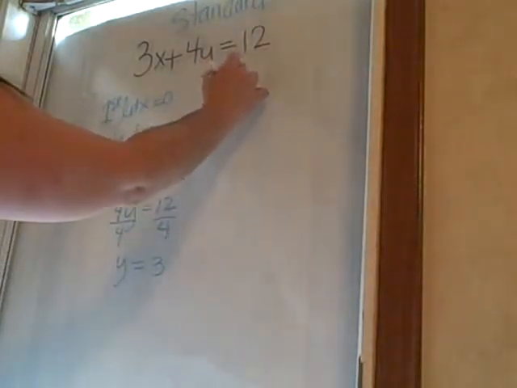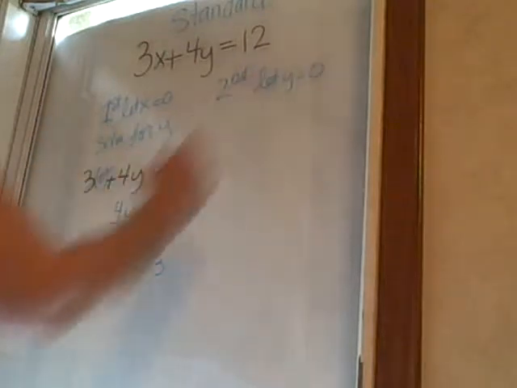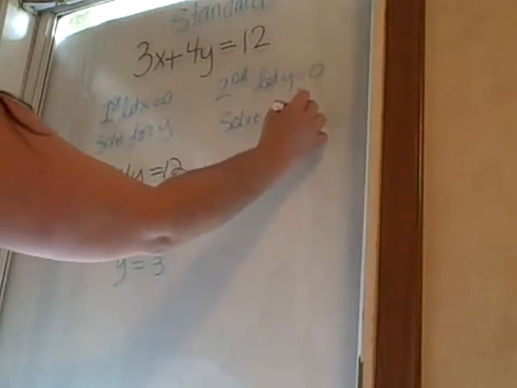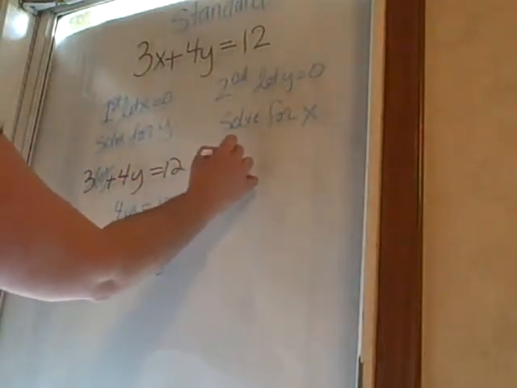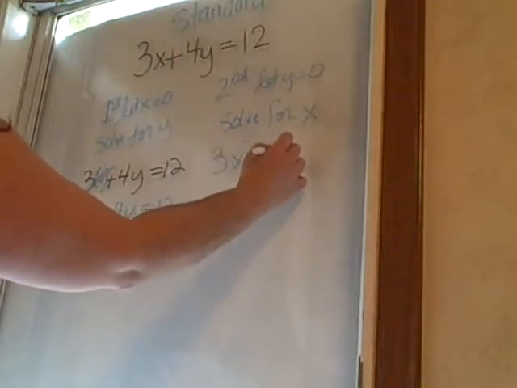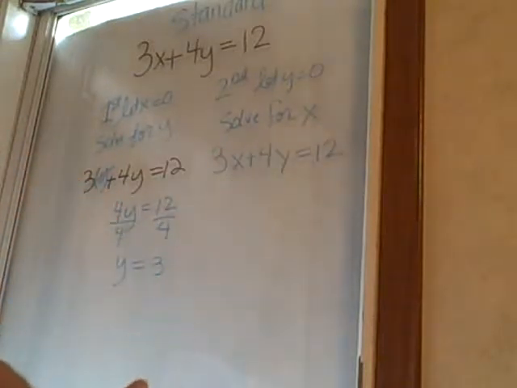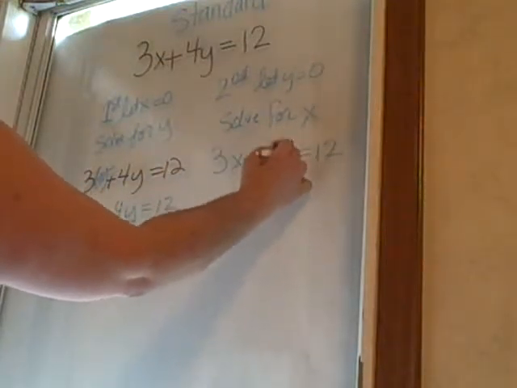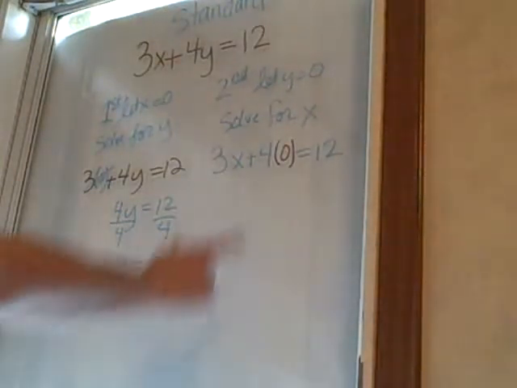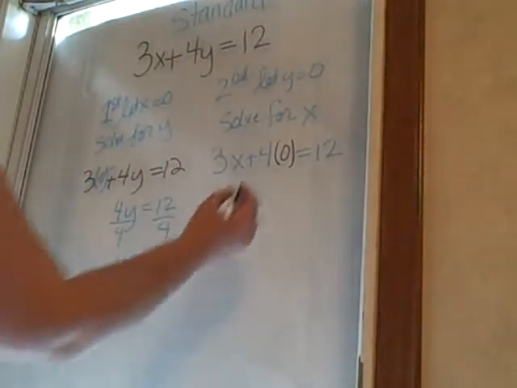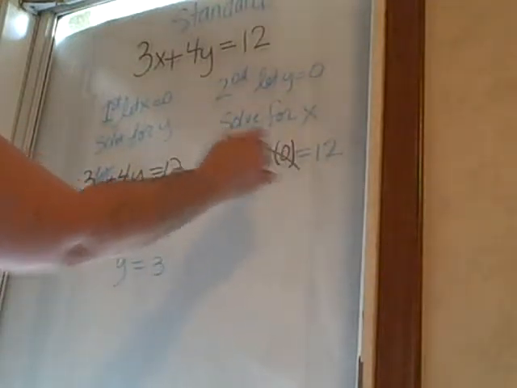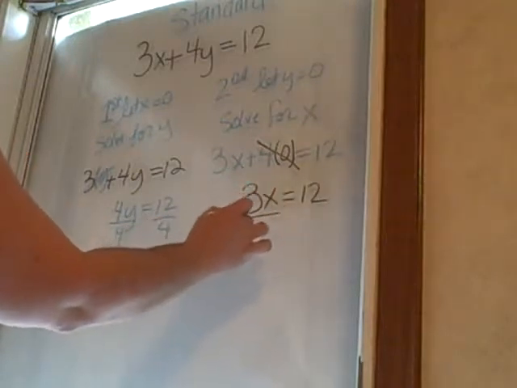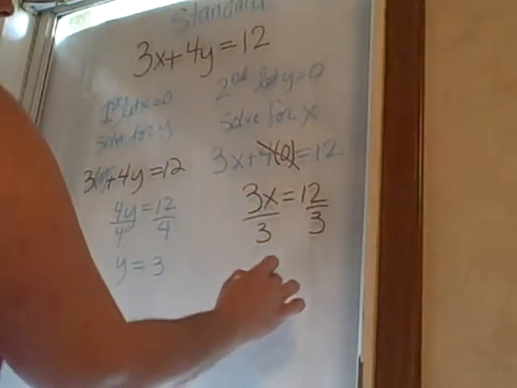Second, I let y equal to 0, and then I solve for x. So I have 3x plus 4y equals 12. And this time, instead of having a y, we're going to put a 0. We're going to substitute 0 in for y. When we do that, and we're multiplying, it's always going to go away. And I'll get 3x is equal to 12. Dividing both sides by 3, I get x is equal to 4.